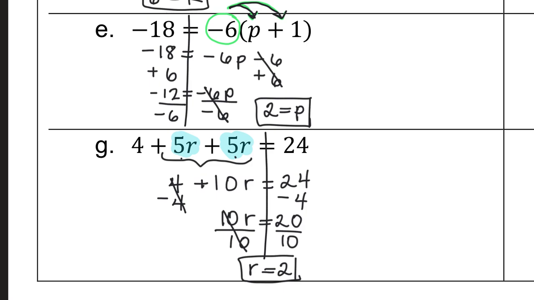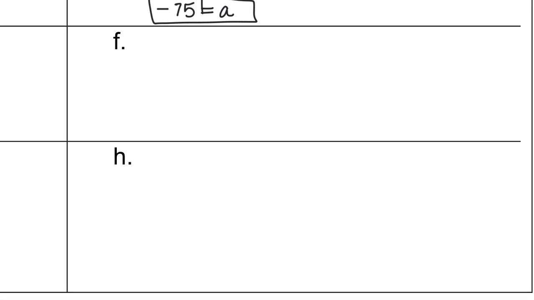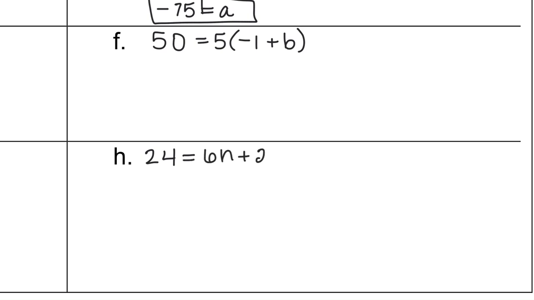Okay, and I will give you 2 more for you guys to try. So for f, we have 50 equals 5 times negative 1 plus b. And for h, we have 24 equals 6n plus 2 plus 4. So pause the video, try those on your own, and then continue playing to check your work.